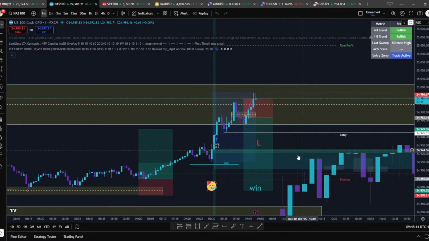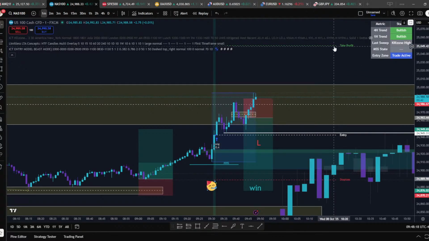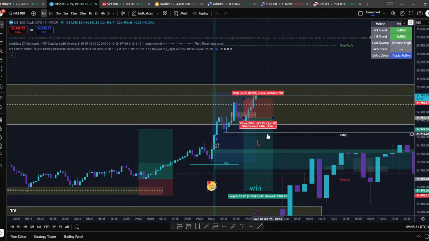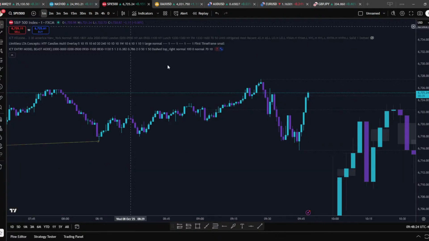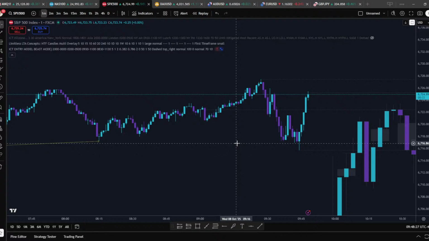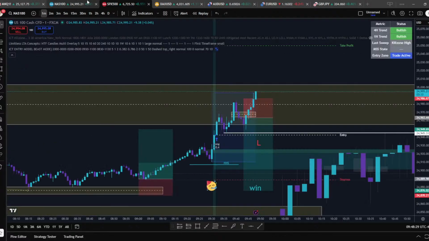Remember what I said, guys, the indicator, there's the entry, there's a stop loss, and there's a take profit up here. So the indicator tells you where to enter. Okay, let's look at ES. ES is now recovering from being weak. It's now recovering.